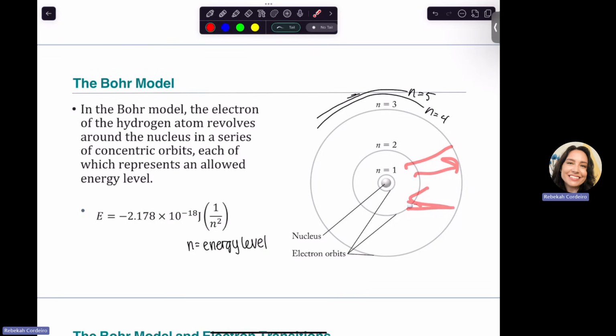So what we're looking at with electron transitions is that electrons are moving around between these different energy levels. We give it energy, electron moves up. When the electron moves back down, because it wants to be closer to the positive nucleus, it releases some energy. And we can calculate how much energy it releases by looking at the wavelength of energy that's released.